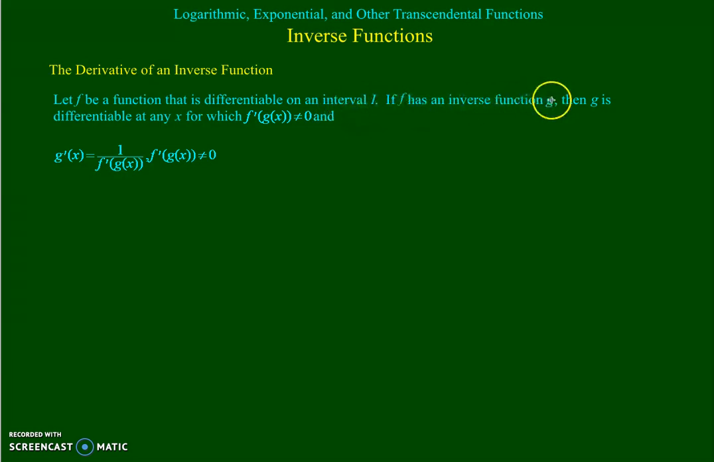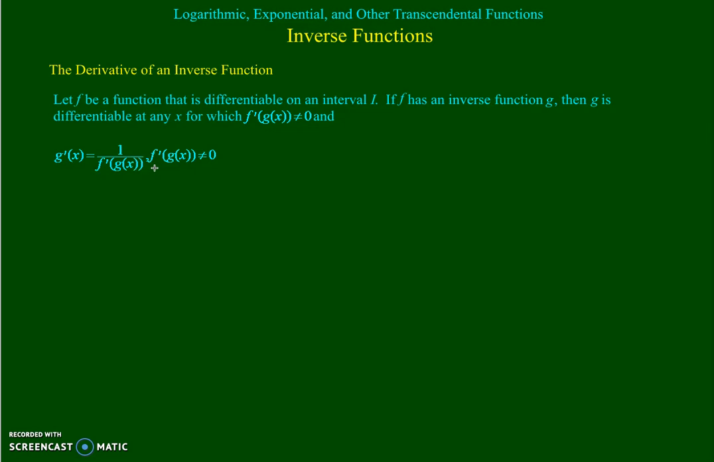If f has an inverse g, then g is differentiable at any x for which the composition f prime at g of x doesn't equal 0. This is also true: the derivative of the inverse, g of x being the inverse, is equal to 1 over the derivative of the function evaluated at the inverse. And this is the caveat here, where this denominator can't be 0. Obviously, this inverse derivative wouldn't be defined at that value.